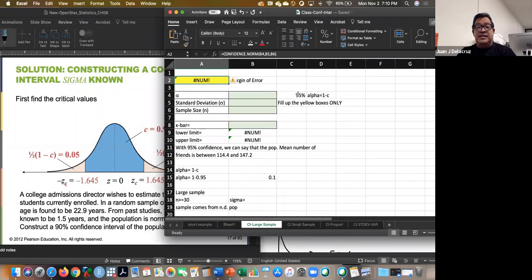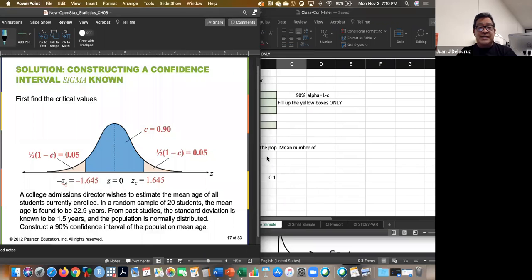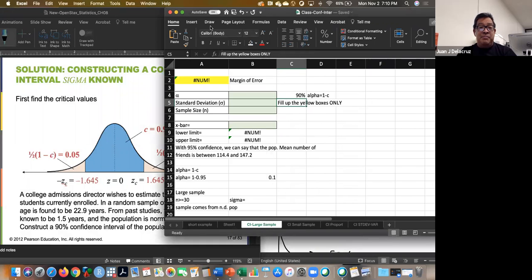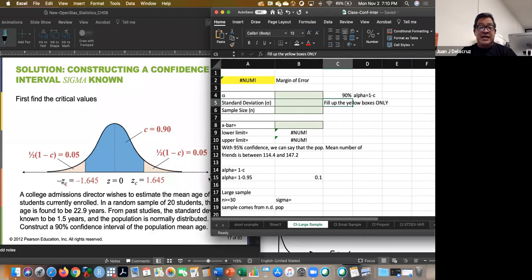First of all, here I have a 90% confidence level. So in this case, we are going to assume a 90% confidence level. That is going to be my C. I already have the sample size. In this case, I need the sample size of 20 students.